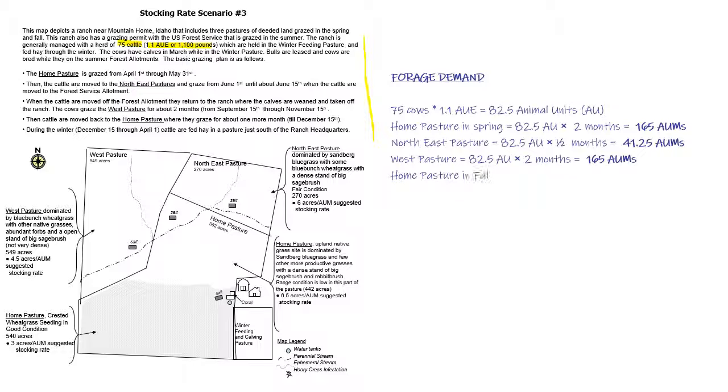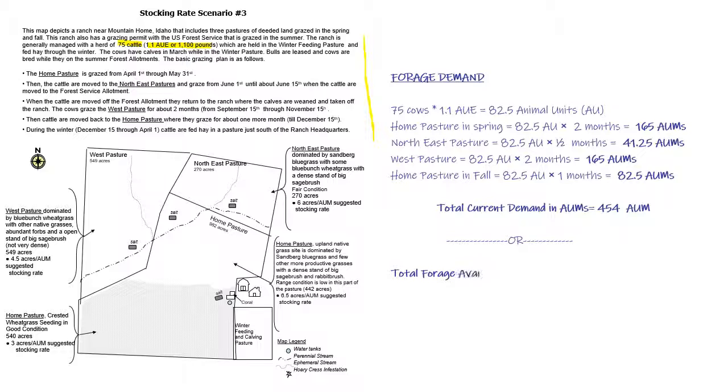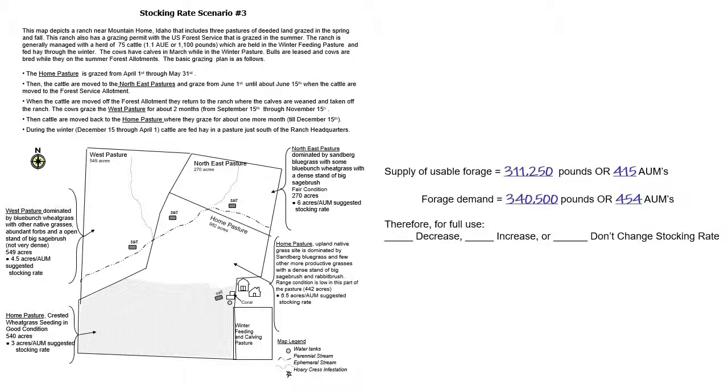If you total all that up, we got the home pasture. They also come back to the home pasture for another month, so another 82.5 AUMs. If you add all those up, you get 454 AUMs of demand as they go through those 3 pastures. How many pounds of forage demand is that? The total forage demand then is 454 AUMs times 75 pounds per AUM, or 340,500 pounds of demand.